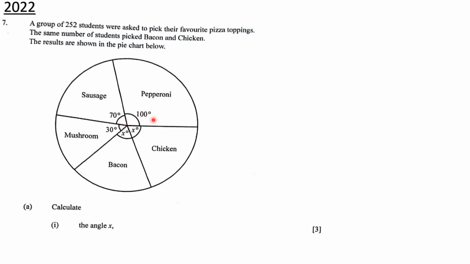Well, we know that the angles in a circle are definitely going to add up to 360 degrees. So that means that 30 plus 70 plus 100 plus X is going to be equal to 360, because they are angles in a circle. Sorry, angles in a circle add up to 360 degrees, or we say angles around a point. This is the middle point. Angles around a point add up to 360 degrees. That's a better way to say it.